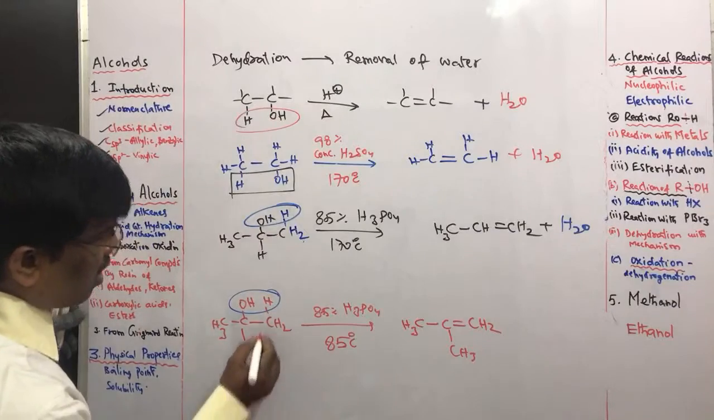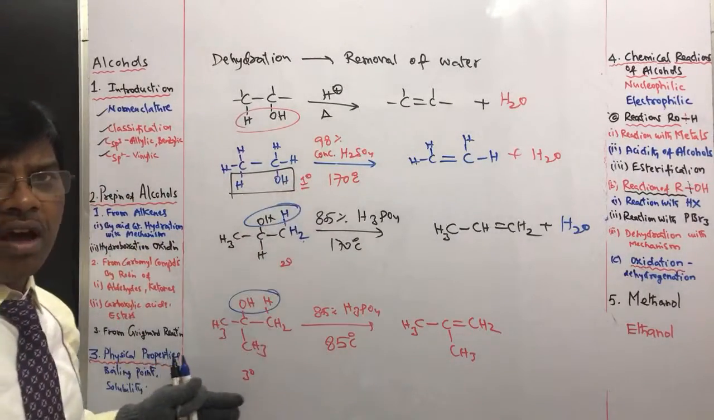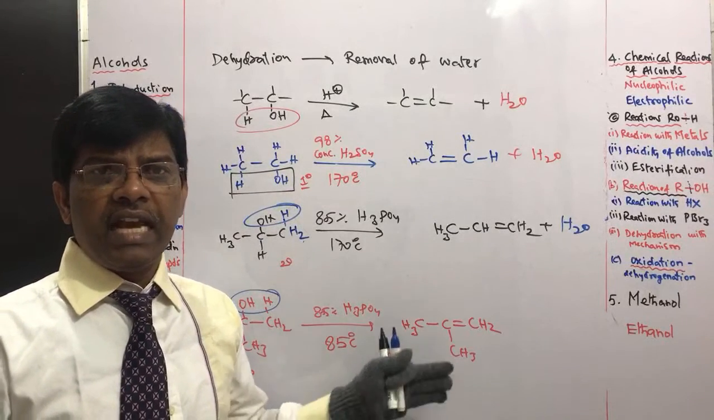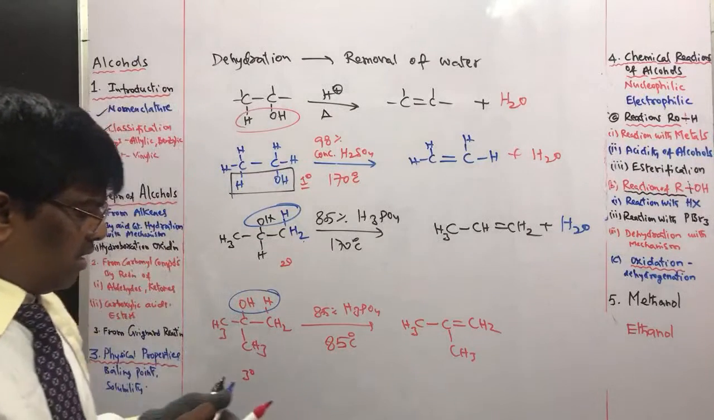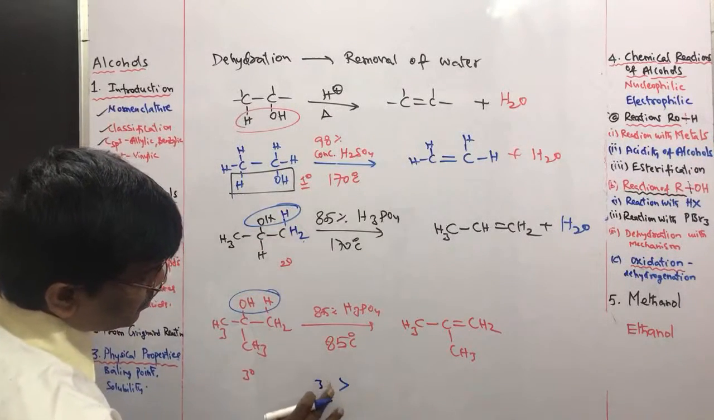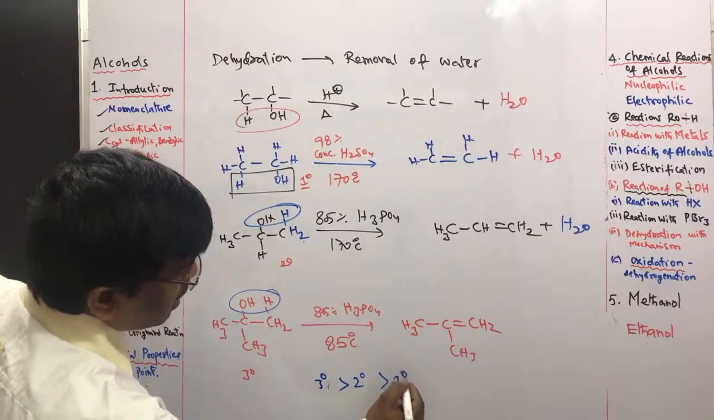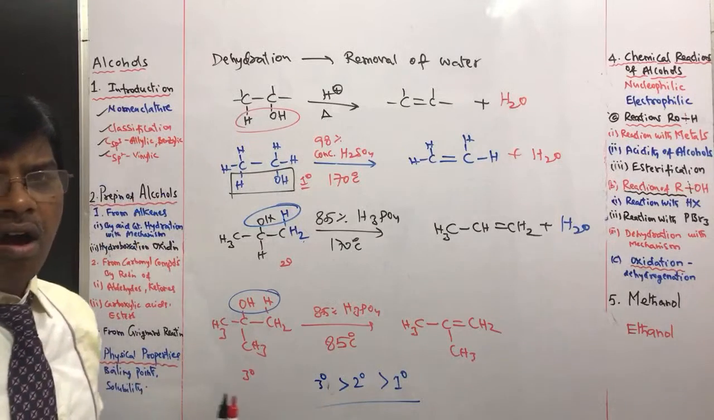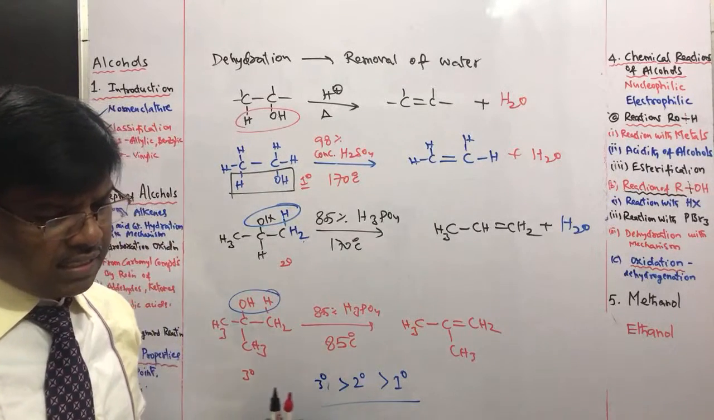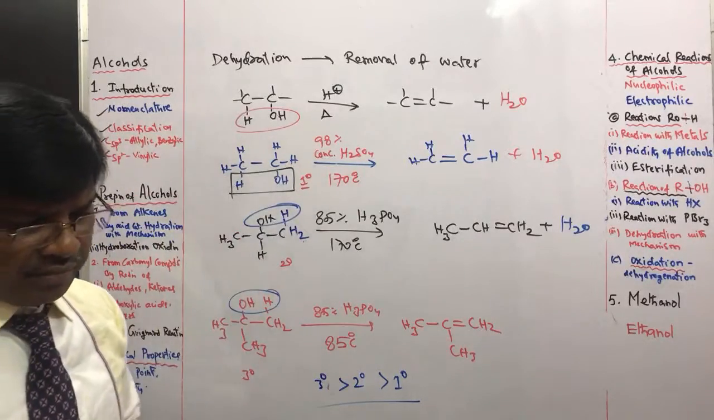That means overall, this is a tertiary alcohol, this is a secondary alcohol, this is a primary alcohol. Which alcohol is undergoing dehydration very easily? Tertiary goes very easily compared to secondary, compared to primary. So this is the order of dehydration of these alcohols. Let us see the mechanism of this reaction.